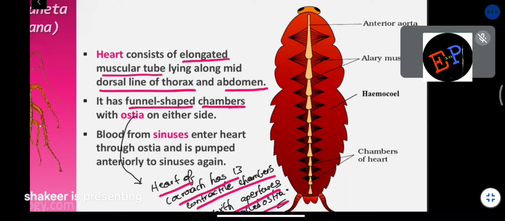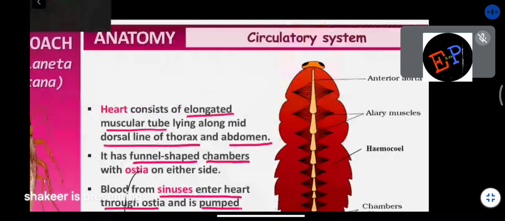So blood from sinuses, meaning openings in the body, enters the heart through ostia and is pumped anteriorly to the sinuses once again. So sinuses pump the blood to the heart through ostia, and the heart will pump blood to the sinuses again through ostia. So that is the arrangement of the circulatory system of this cockroach.